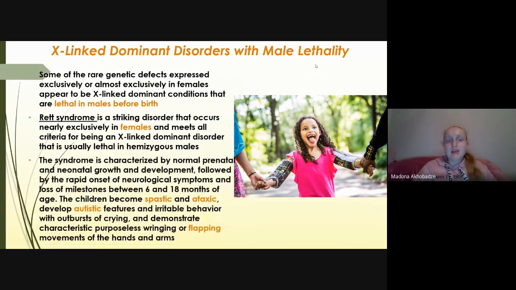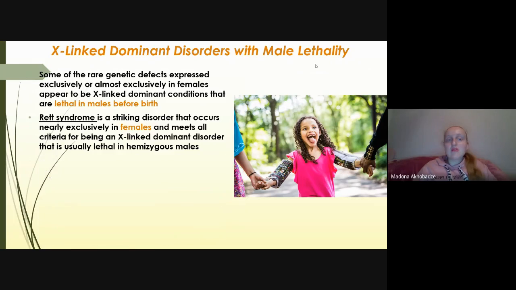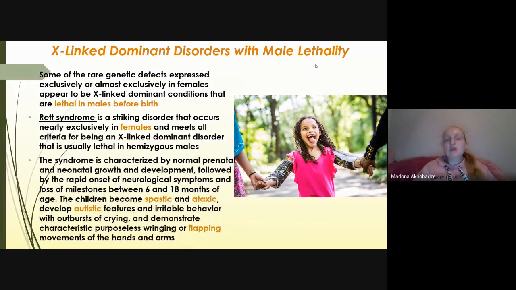Like Rett syndrome, which is a striking disorder that occurs nearly exclusively in females and meets all the criteria for an X-linked dominant disorder that is usually lethal in hemizygous males. The syndrome is characterized by normal prenatal and neonatal growth and development, followed by the rapid onset of neurological symptoms and loss of milestones between 6 and 18 months of age. The children are spastic, ataxic, autistic, and have purposeless wriggling and flapping movements of the hands and arms, and that's called Rett syndrome.